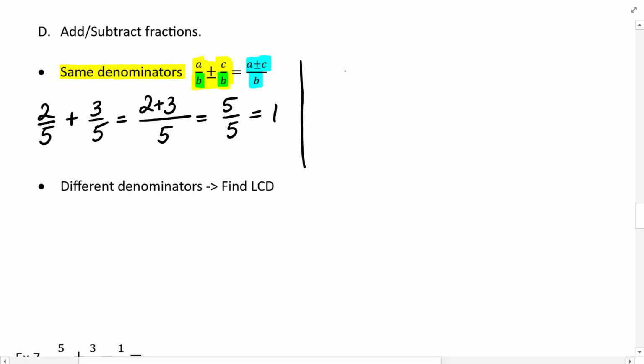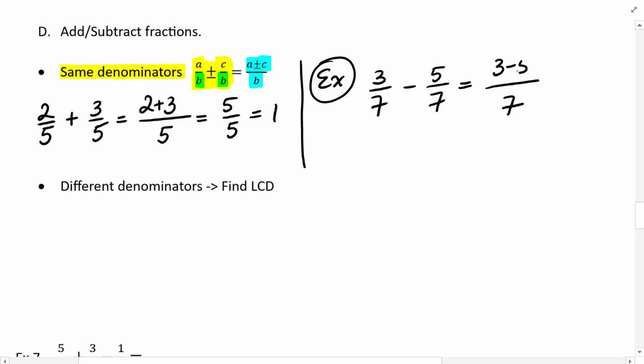And we can have another example. We can have 3 over 7 minus 5 over 7. Well, we do have the same denominator, so we copy the denominator, and 3 minus 5 is at the numerator. Well, 3 minus 5 is -2, so we get -2 over 7.